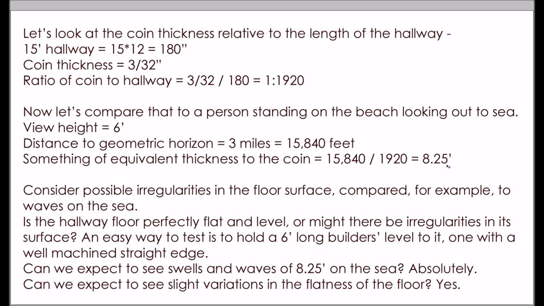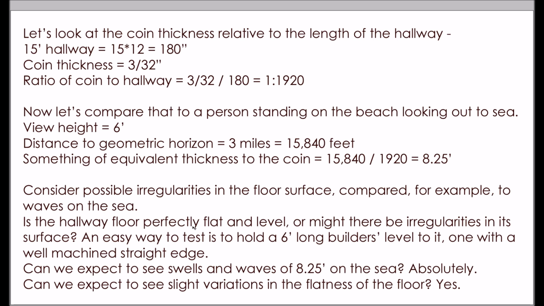So a person standing on the beach seeing an 8-foot wave would be seeing an object that is proportional to the view of 3 miles as the coin is to the 15-foot hallway. Consider possible irregularities in the floor surface compared, for example, to waves on the sea. So we've looked at the wave there, an 8-foot wave out in the distance on the sea.